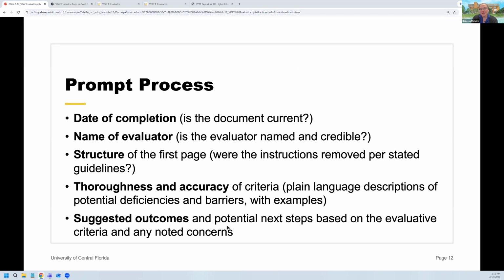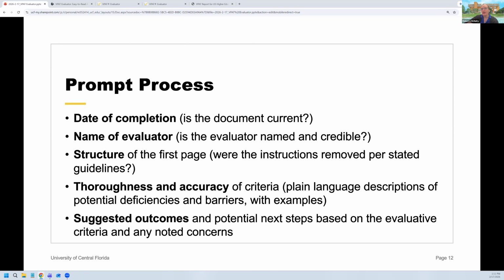How this was designed originally was thinking through what kind of questions an expert would ask when reviewing a VPAT that someone without that expertise might not know to ask the first time. So we have a series of prompts that we're analyzing against.